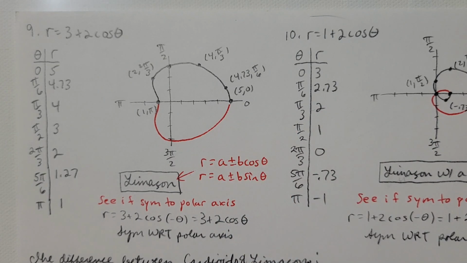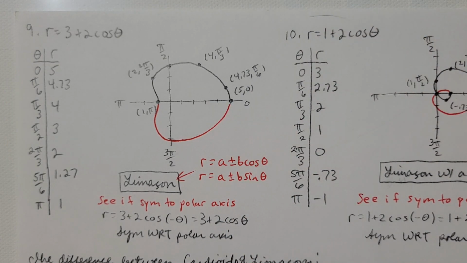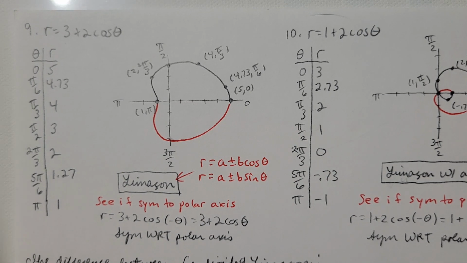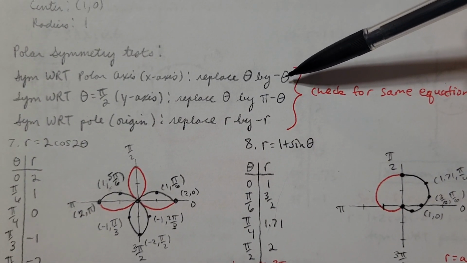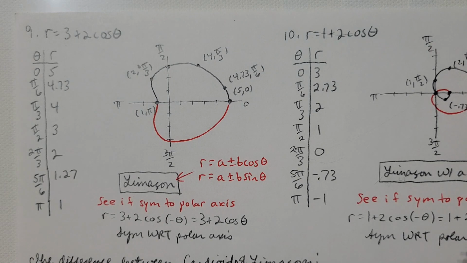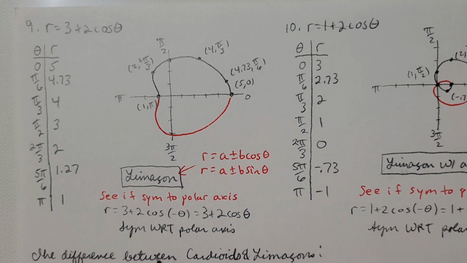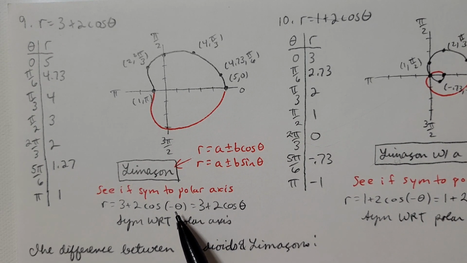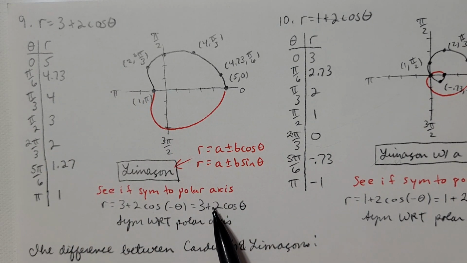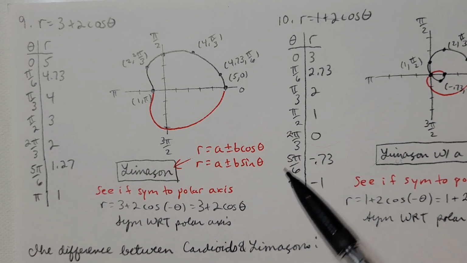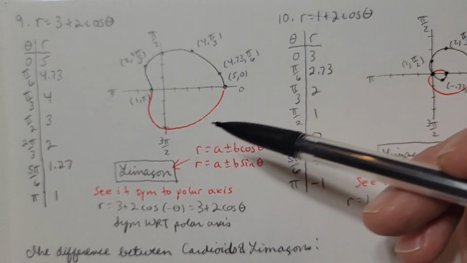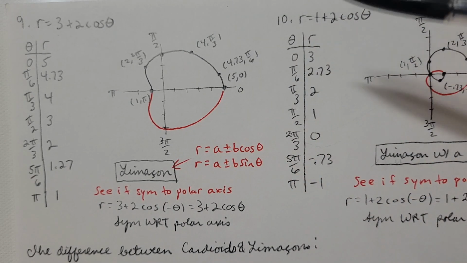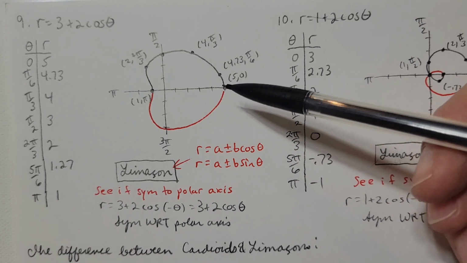The next thing is, just to save time with this table and selecting points, maybe this graph is symmetric to the x-axis, or the polar axis? To check that, I need to replace theta by negative theta and see if I get the same equation. I'm doing that down here. The cosine function is an even function, right? So cosine of negative theta is the same as cosine theta. So if I replace theta with negative theta, that's the same thing as I originally have here, 3 plus 2 cosine theta. That tells me this graph is going to be symmetric to the polar axis, the x-axis. So I go ahead and draw the rest of this curve.